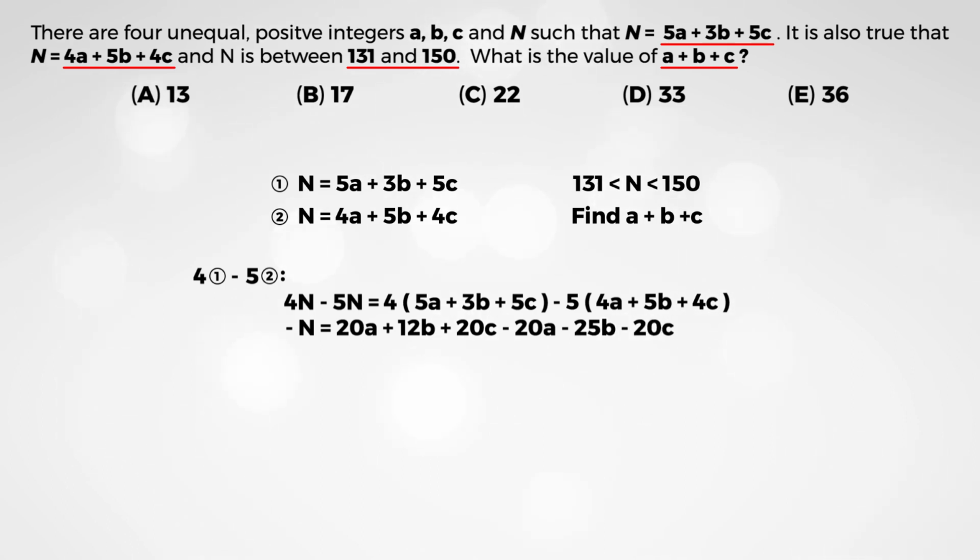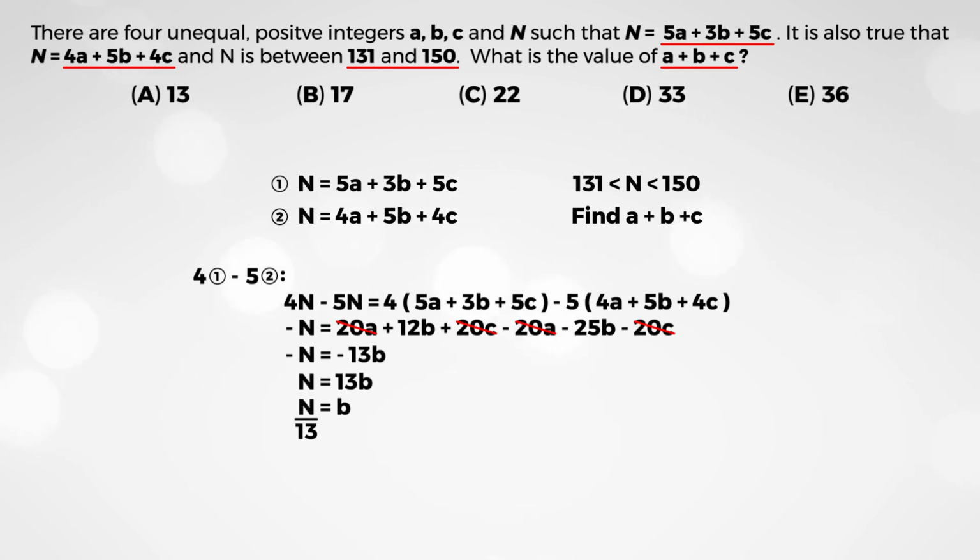And I did that for a purpose because now the a's cancel and the c's cancel. So I'm left with minus n equals minus 13b, or n is equal to 13b, and b, therefore, is equal to n over 13. All right, so that's the first part of our manipulation of these equations. Now, where do we go from here?